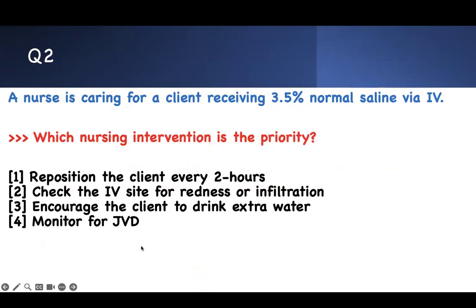This is also the same thing based on that. A nurse is caring for a client receiving 3% normal saline. Break down the question, find the buzzword, and figure out what you need to do with the 3% normal saline. It's still normal saline greater than 1%. So too much sodium. Which nurse intervention is a priority? I got to be sharp. If I'm going to be sharp, then I'm looking for airway, breathing, circulation, things that will affect the patient and can make their condition worse.